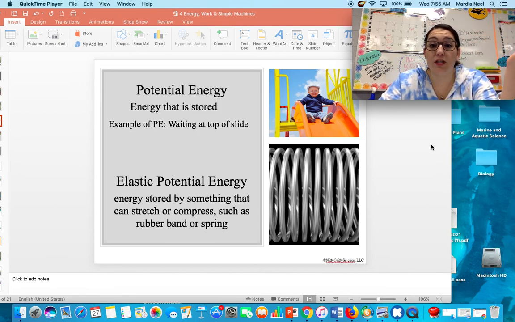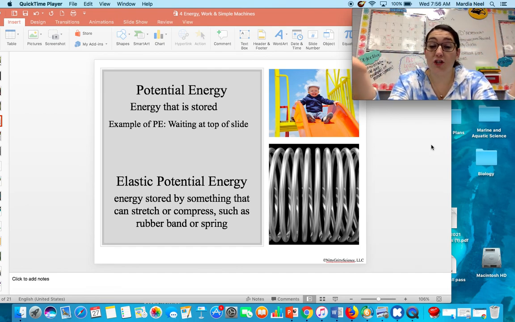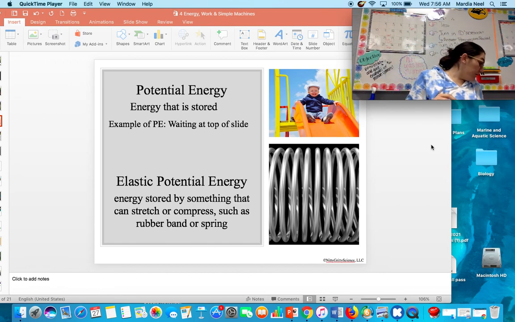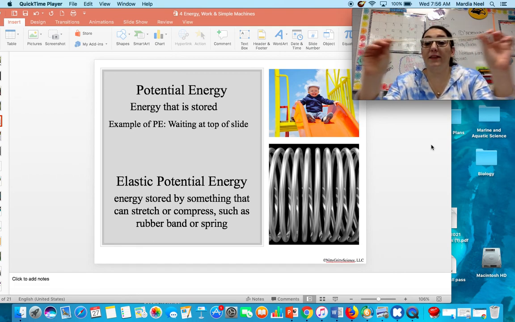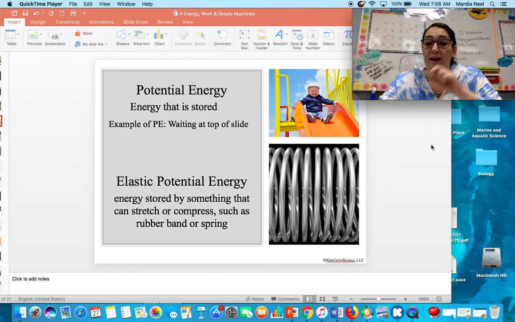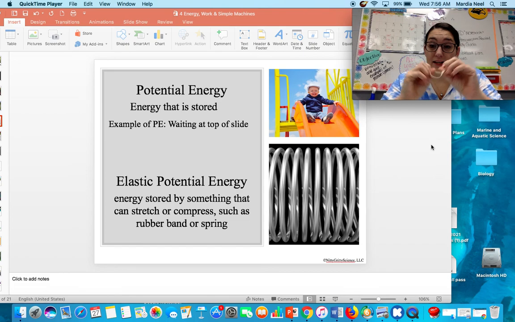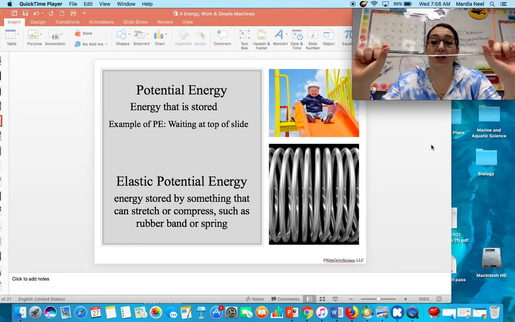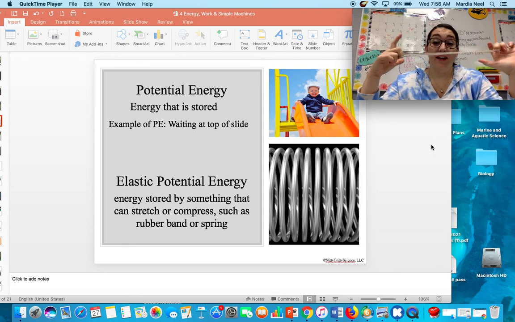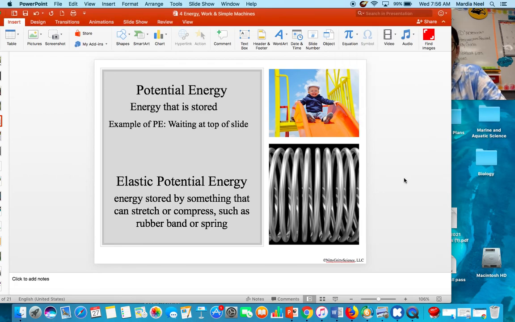Elastic potential energy is something that can stretch or compress, such as a rubber band, a string, a spring. All of those things start off small, and you can stretch them and make them bigger and bigger and bigger. That's elastic potential energy. If you have the ability to stretch it or compress it, it's storing its energy. Like in a slingshot, this rubber band is storing its energy, and then I can pull it back and let it go, and it will release that energy.